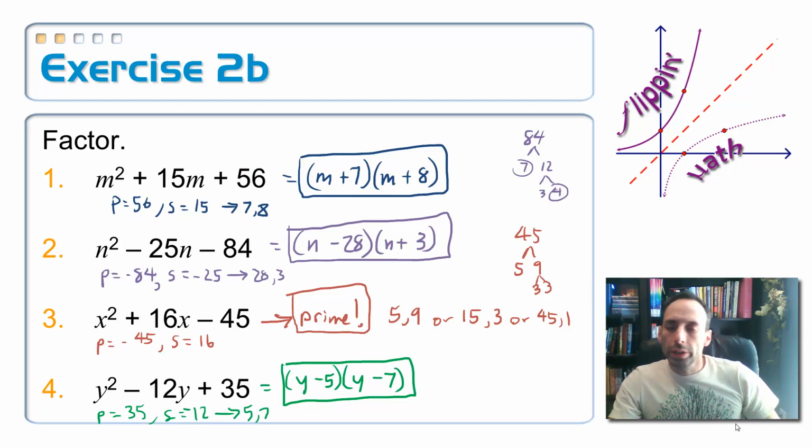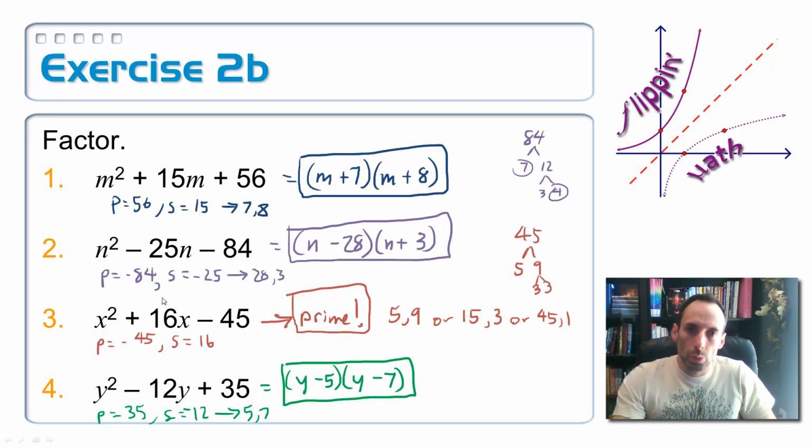Number one, we are looking for two numbers whose product is 56 and whose sum is 15. Two things that multiply up to 56 are 7 and 8, and they add up to 15. The signs on this one were easy just because they're both positive, so everything's going to be positive. m plus 7 times m plus 8.